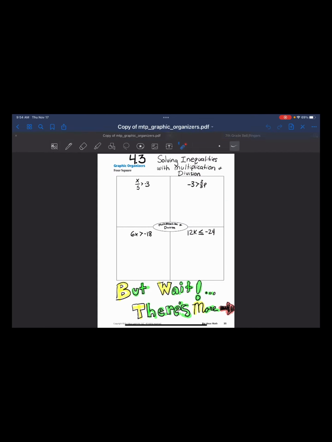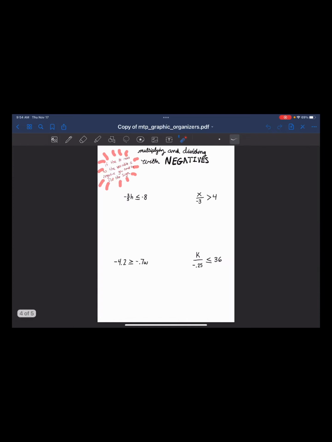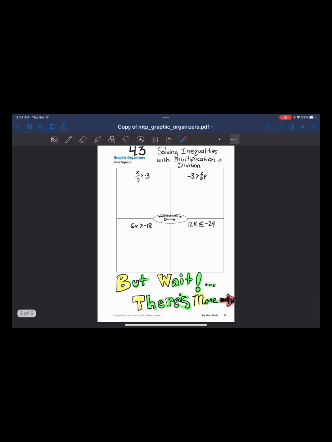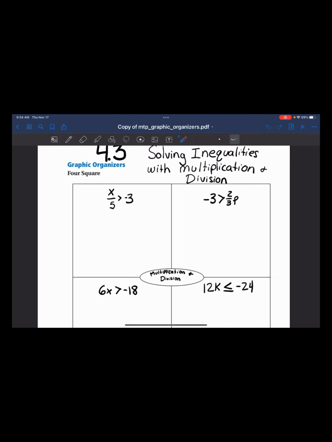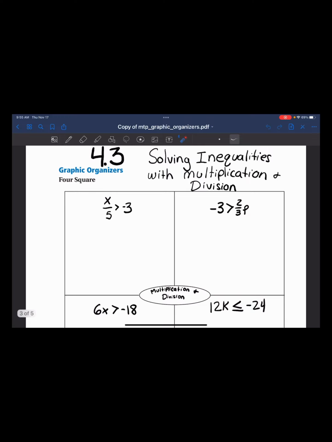We're going to go ahead and fill out 4.3's notes. So 4.3's notes have 2 pages. There's this page and this page, so we're going to get both of those done today. The first thing we're going to do is look at what the title is. It is Solving Inequalities with Multiplication and Division.